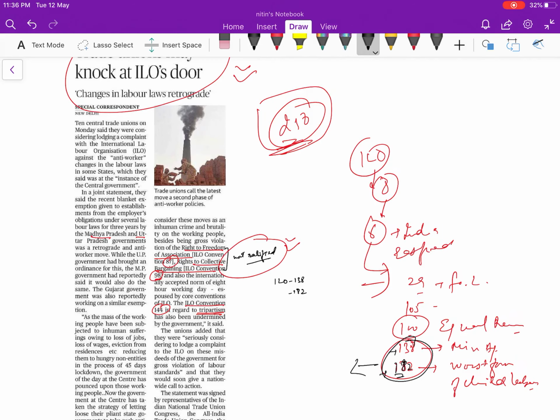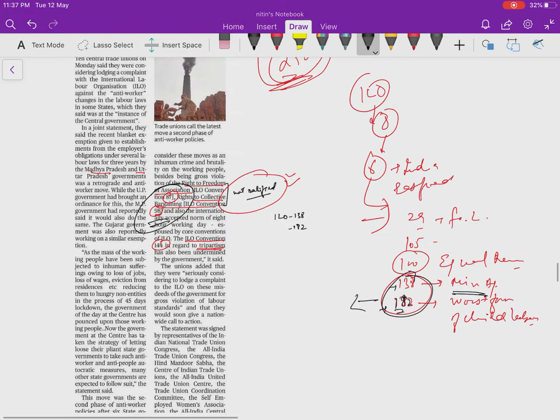Convention number 138 and 182, these are related to what? These are related to ILO, International Labour Organization. So in a broad way you can remember, and the conventions which are in the news, you can also remember what they deal with. So 138 deals with the minimum age convention, 182 deals with the worst forms of child labor convention. Right. So India has ratified 6 conventions out of 8. The two conventions which this article mentions are Convention number 87 and 98, that is right to freedom of association and right to collective bargaining. These are not ratified. Well, that's all from this particular news item.